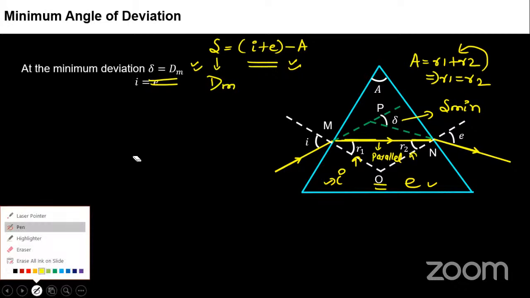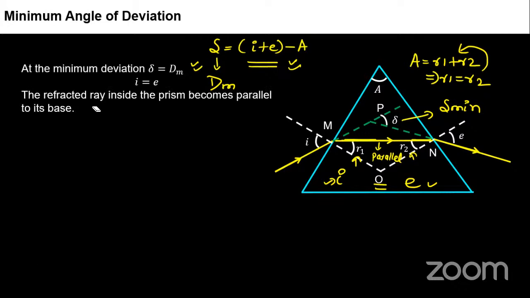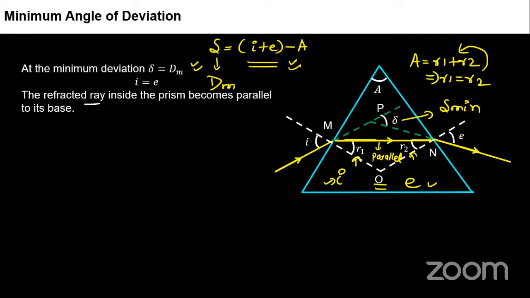So remember this thing. We know i equals e, this is the condition we have to follow for minimum angle of deviation. It will show that the refracted ray inside the prism becomes parallel to the base. So whenever you see this kind of picture, you can directly confirm it is the minimum angle of deviation shown by the emergent ray.